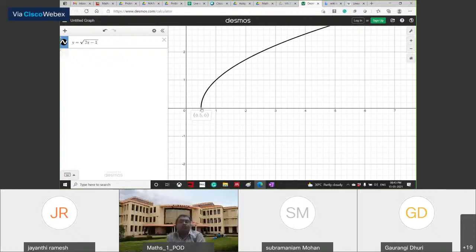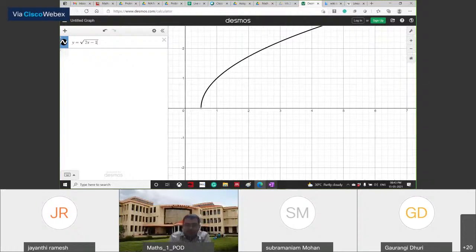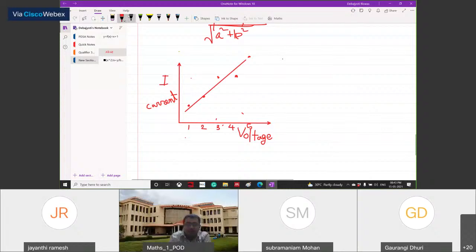So 2x minus 1 should be greater than or equal to 0. Let us write it out and see whether it comes out properly. So 2x minus 1 is greater than or equal to 0, or 2x is greater than or equal to 1, or x is greater than or equal to 1/2. Okay, so this is the domain.